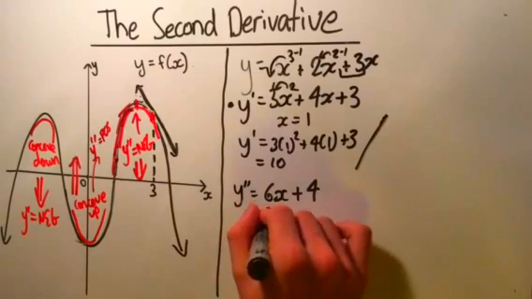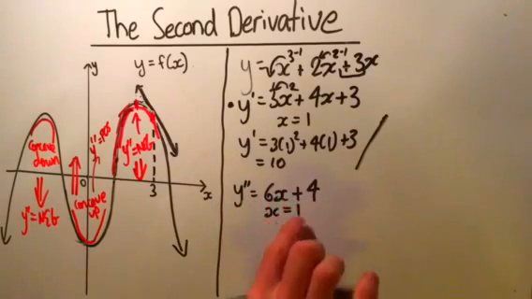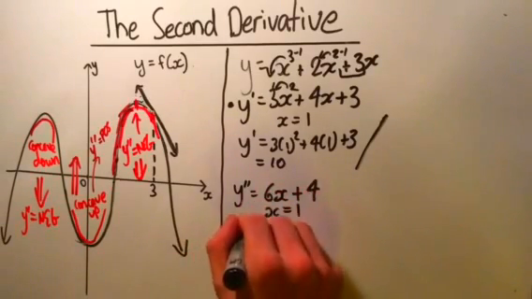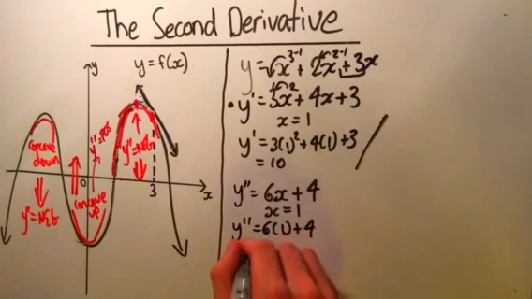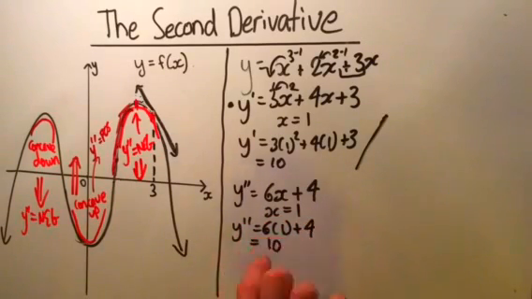Now if I substitute x equals 1 into this equation, I'm going to get y dash dash equals 6 times 1 plus 4, which coincidentally is 10. Now that is just a coincidence. That is just luck that they are the same. If I did different points, you'll probably get something different.